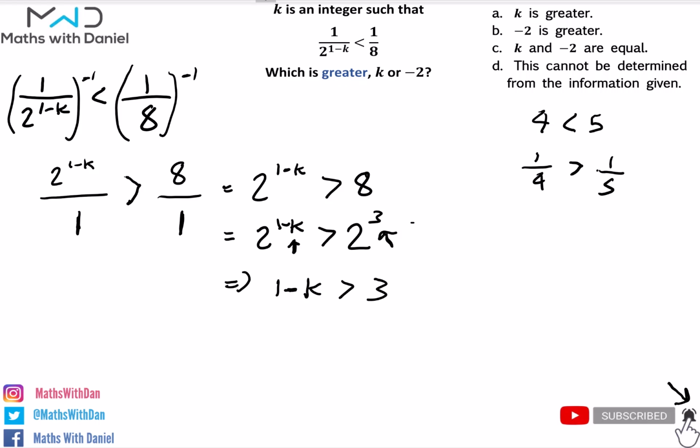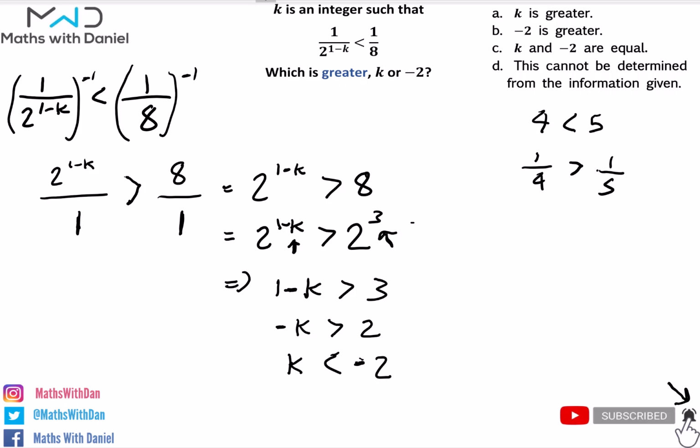And now, let's make k the subject of this inequality. So if I move the 1 to the other side, I'm going to have minus k is greater than 2. And if I times both sides by minus 1, I'm going to have k, and then minus 2 on this side. And then remember, when you times an inequality by minus 1, the sign flips. So therefore, we can see for sure that k is smaller than minus 2.